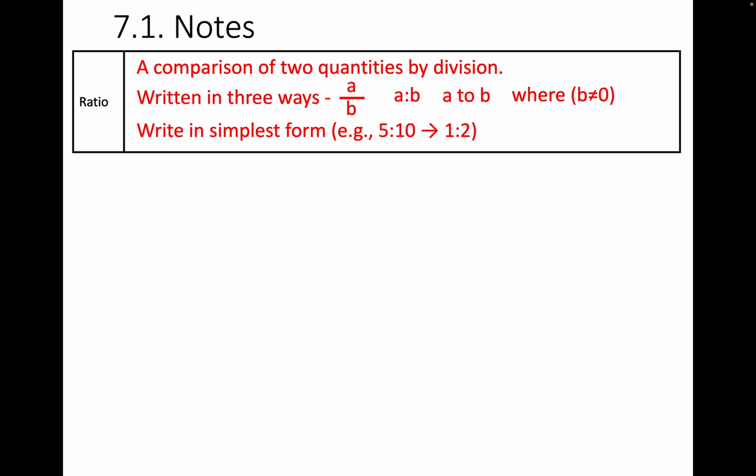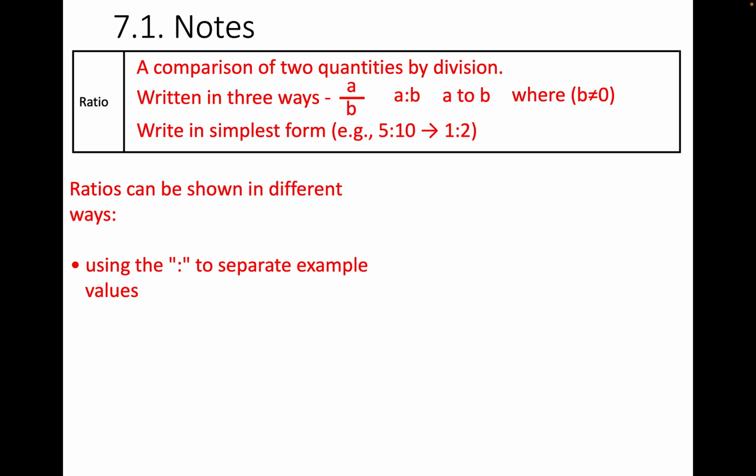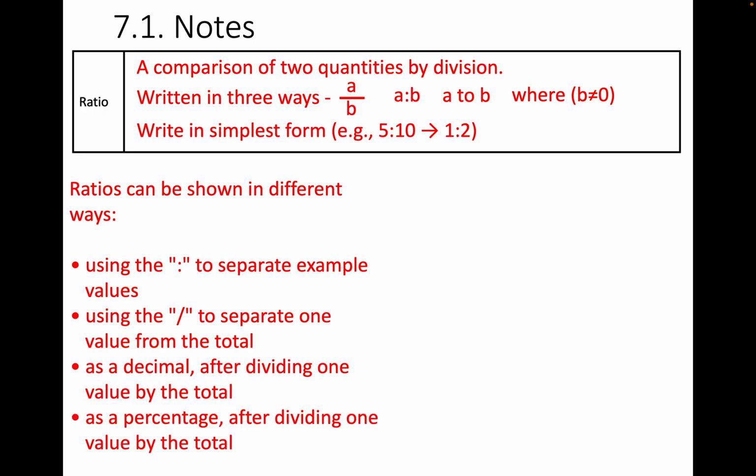And then finally, like a fraction, we need to write a ratio in its simplest form. So if we have the ratio of 5 to 10, we can reduce and simplify that to be 1 to 2. All right, and they can be shown in different ways. You can use the colon as a separator, you can use the line for a fraction as a separator, you can use a decimal or a percentage. All of these are, again, comparing two quantities by division.